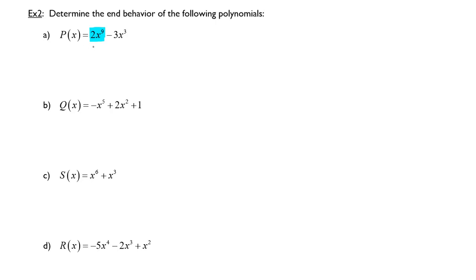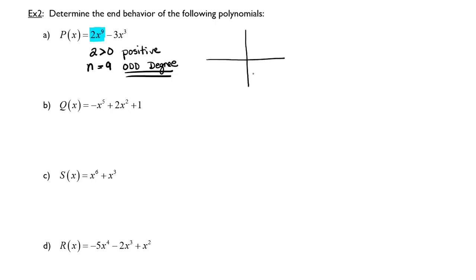That means that our leading coefficient, 2, is greater than 0, which means it's positive. And we have an n that equals 9. 9 is an odd degree. So that means that our end behavior will be on opposite sides of the x-axis, and it will behave as our first example did, where we have end behavior in the bottom left quadrant and end behavior in the top right quadrant.